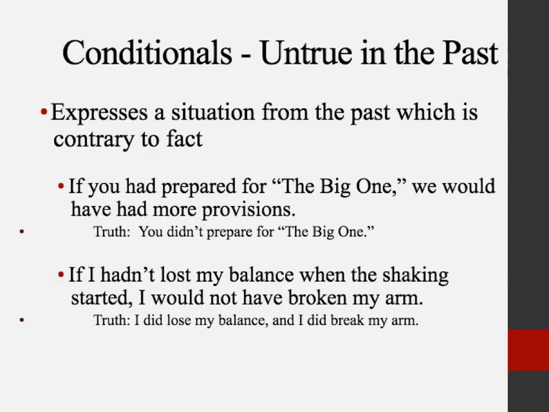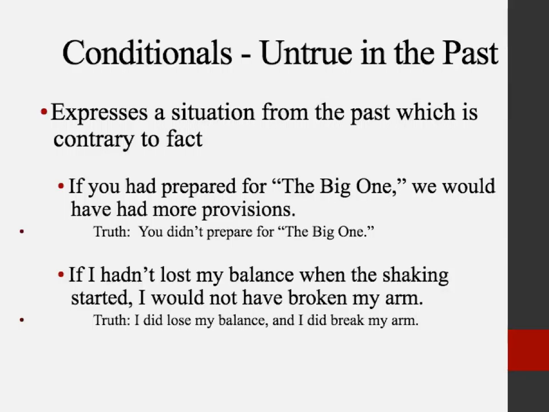The third type of conditional sentence we will discuss expresses a situation from the past that is contrary to fact. The first sentence implies that the big one, or the big earthquake that will strike California sooner or later, has already occurred. Unfortunately, it seems that you were not prepared because you don't have enough food and water. Again, the big one has not hit California yet, so this is expressing an idea that is untrue.